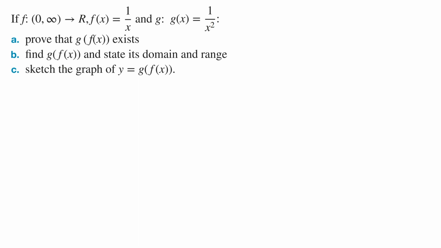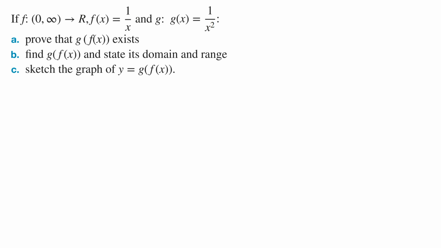If the function f, where f(x) = 1/x, and the function g, where g(x) = 1/x², A, prove that g(f(x)) exists. To prove that g(f(x)) exists, we need to show that the range of the inner function f(x) is equal to or a subset of the domain of the outer function g(x).